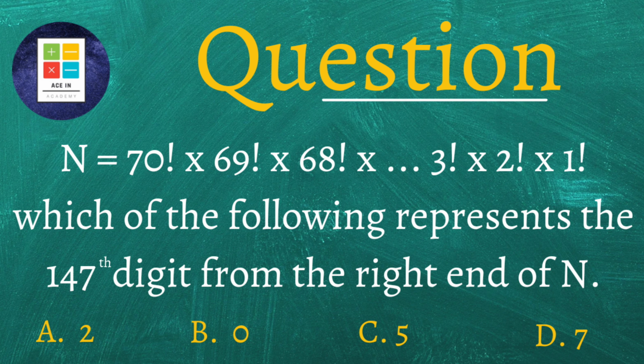We are provided 4 options for this question: option A 2, option B 0, option C 5 and option D 7. So this was our question on the topic of number system, and I would like you to try this question first by yourself and then come to this video for the solution.